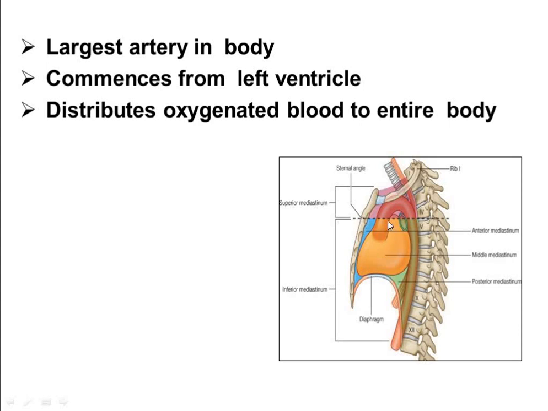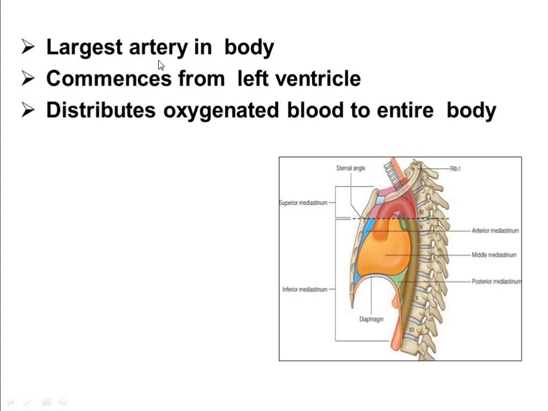Above the level of middle mediastinum, that is the plane passing through the sternal angle to the disc between the fourth and fifth thoracic vertebra, up to the level of the thoracic inlet, is the superior mediastinum.